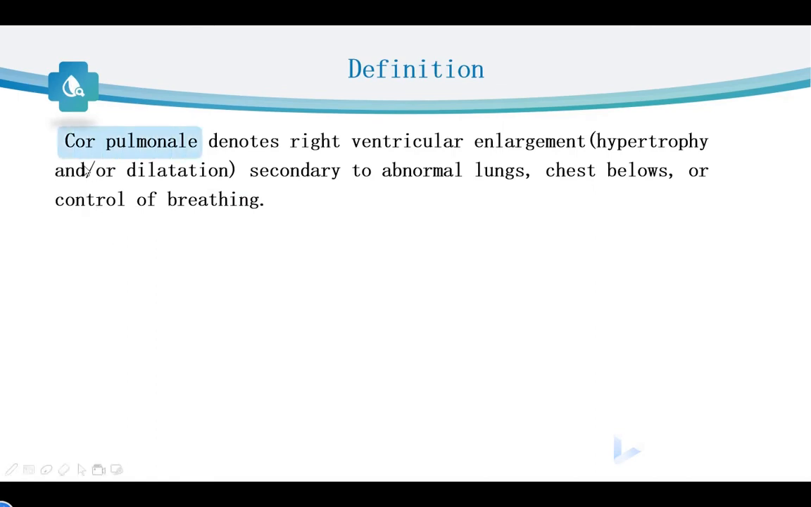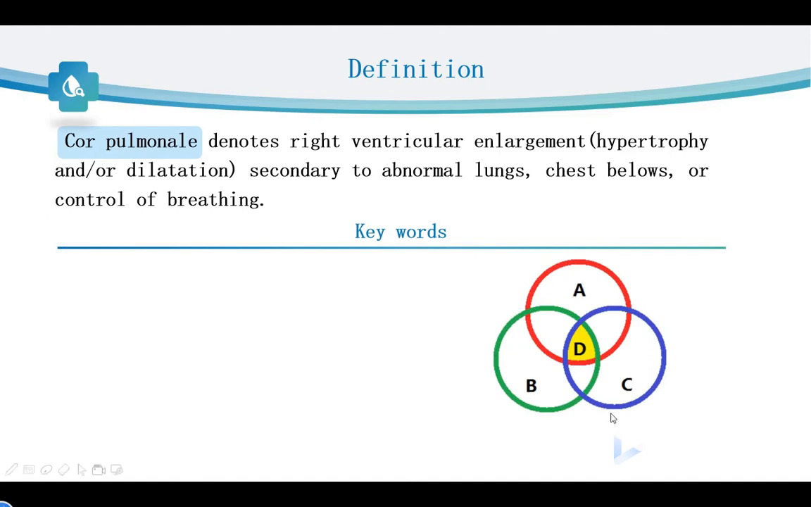Now, cor pulmonale is the right ventricular enlargement, including the hypertrophy and or dilatation, which is secondary to the abnormal change of the thorax and lungs. From the definition, we can pick out some keywords which will present the formation of the cor pulmonale.